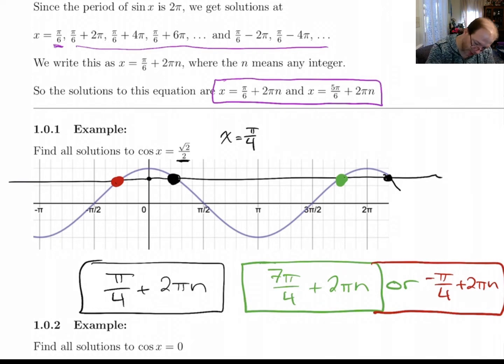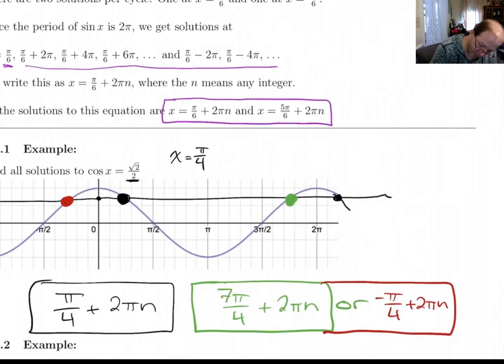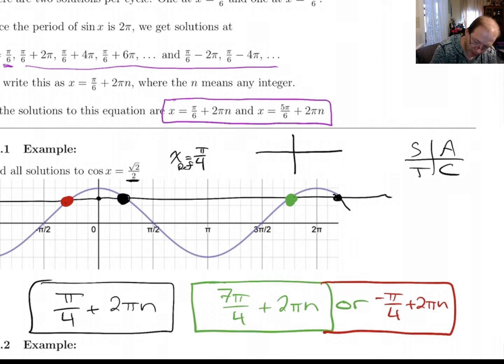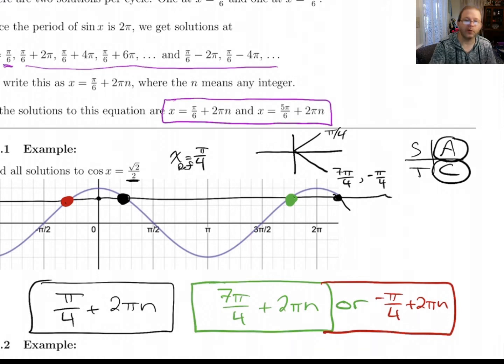Of course, another way you could do this is you could come up here and say, well, my reference angle is pi over 4. And cosine is supposed to be positive here. So that means it can be in the first quadrant or the fourth. So that gives me this angle, which is pi over 4, or this angle down here, which is 7 pi over 4. Or you can call it minus pi over 4 if you want to think of going down instead of going around. So both ways get you the correct answer.